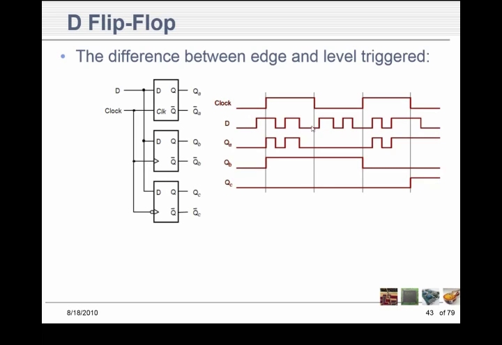Okay? Right here, where the clock goes low, the D flip-flop stops. It's disabled for a while. So the Q stays exactly where it was before.